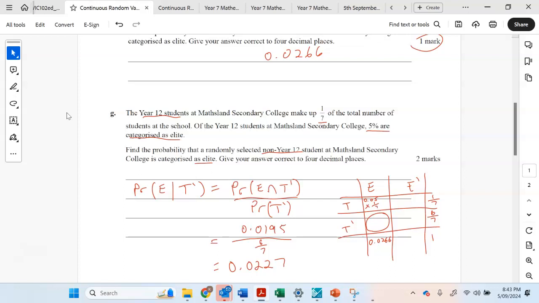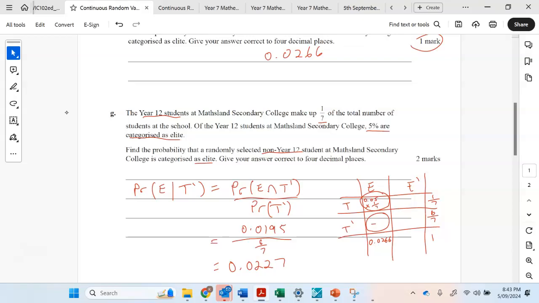Now, if we have a look at what could cause potential issues for this question, and this question was not answered well, I think because people are probably thinking, oh, how do I approach it? I always think if you've got, let's put in quotation marks, events, like we do here, so year 12, not year 12, elite, not elite, do a two-way table. Now, what makes this two-way table a little bit tricky is this value that goes in here. Now, if you left it as 0.05, you would actually get a negative answer in here.